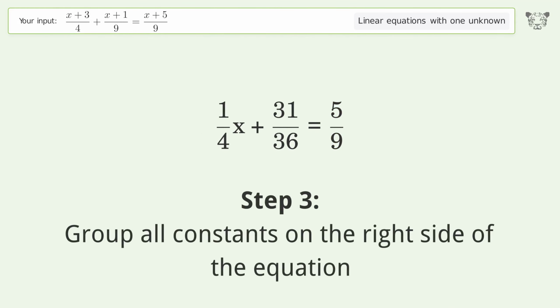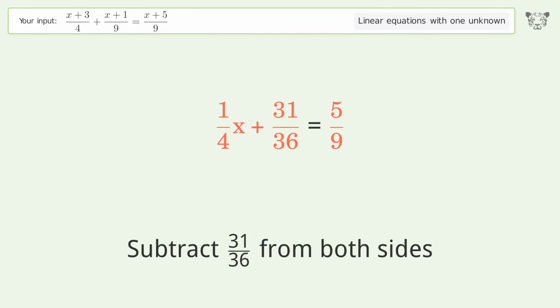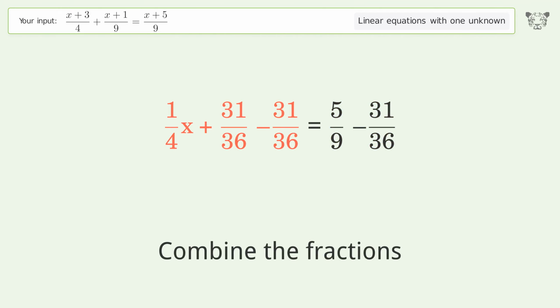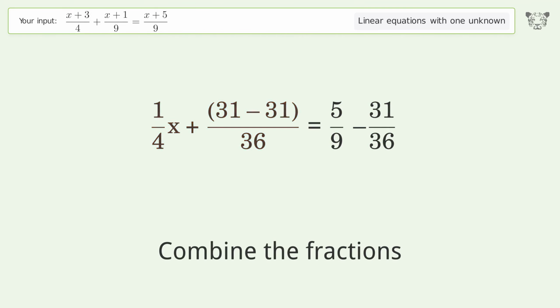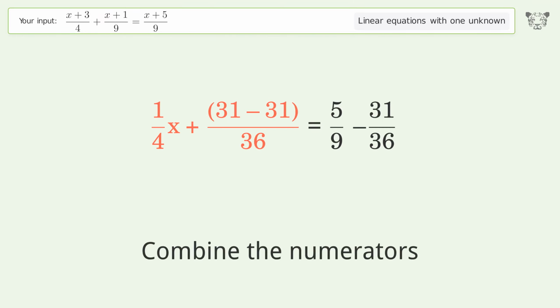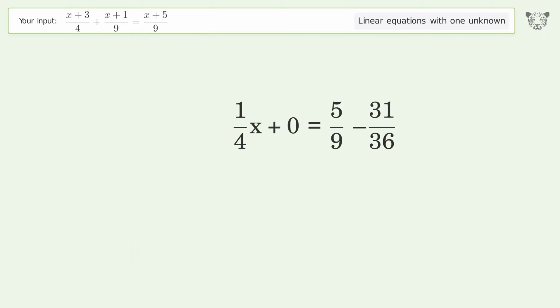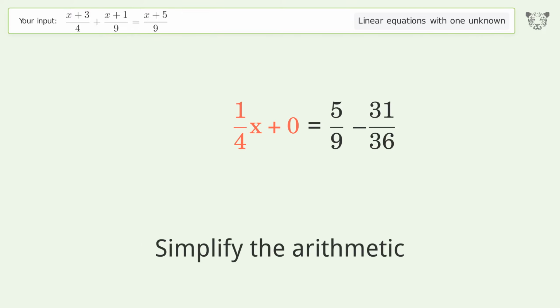Group all constants on the right side of the equation. Subtract 31/36 from both sides. Combine the fractions. Combine the numerators. Reduce the zero numerator. Simplify the arithmetic.